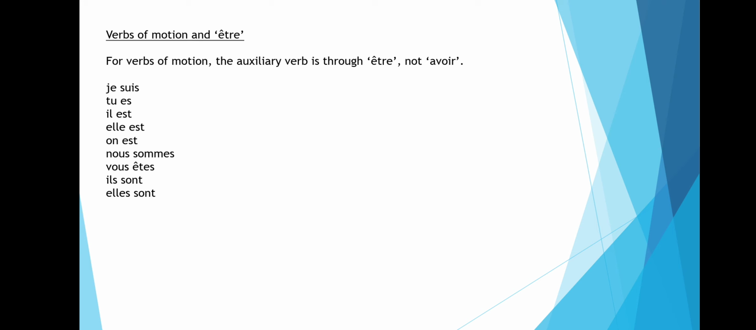So now we've looked at verbs with avoir, now être. Verbs of motion. For verbs of motion, the auxiliary verb is être, not avoir. This is harder. So first we have to look for the conjugation of être, to be, which is je suis, tu es, il, elle, on est, nous sommes, vous êtes, ils, elles sont.